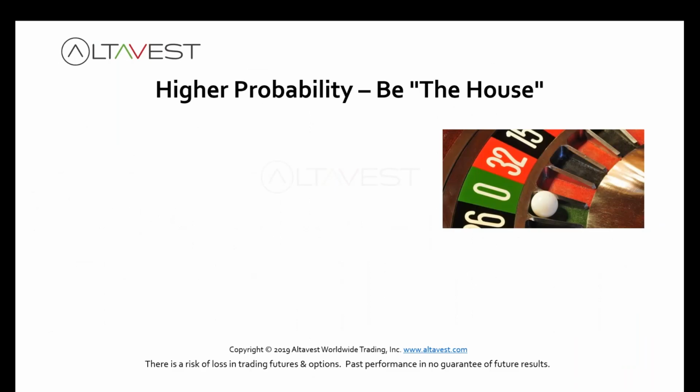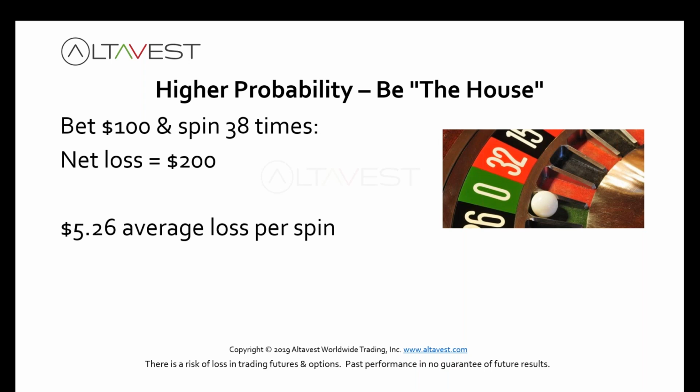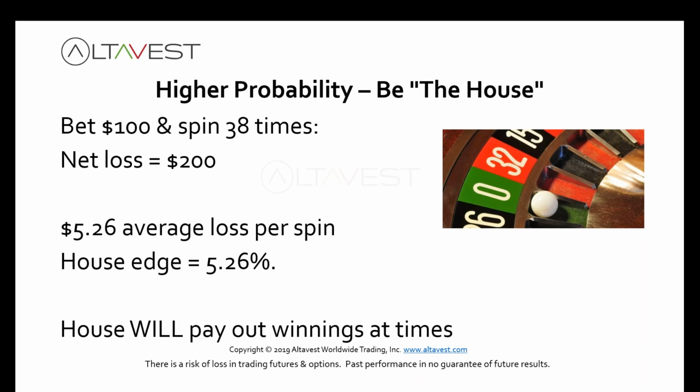And of course, casinos do the same thing. They are called the house. Let's look at an example of roulette. If you bet $100 on that zero and spin it 38 times, on average you're going to lose $5.26 per spin. So that becomes the house edge. Your losses become their wins, and that's just simple math. If you do it long enough, they'll want you to sit there forever, even though they will pay you large winnings at times. But long enough, they know that you're going to lose.